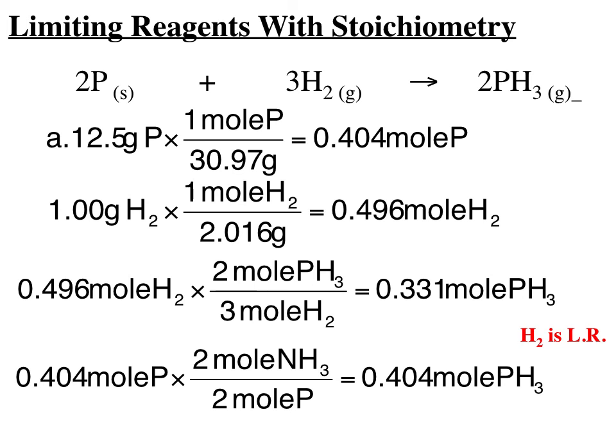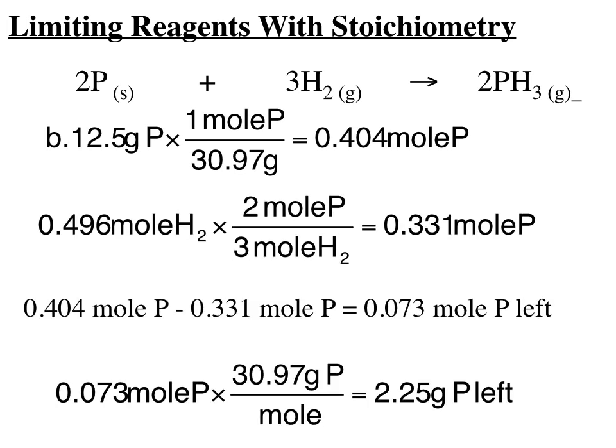Similarly, I began with 0.404 moles of P. The stoichiometric ratio of P to PH3 is 2 to 2. So 0.404 moles of P would produce 0.404 moles of PH3 if it is used entirely. So since the amount of PH3 formed from the H2 is less than the amount of PH3 formed from the P, I know that the H2 must be my limiting reagent. Now find the excess phosphorus that we wasted in the pot.